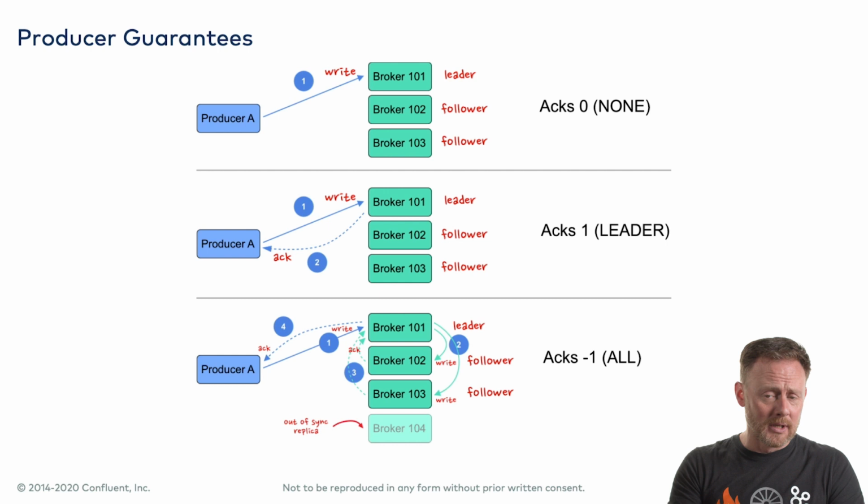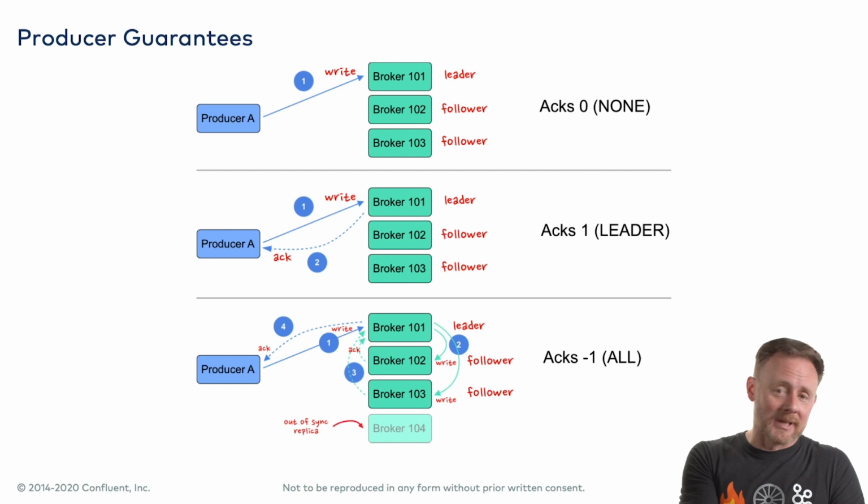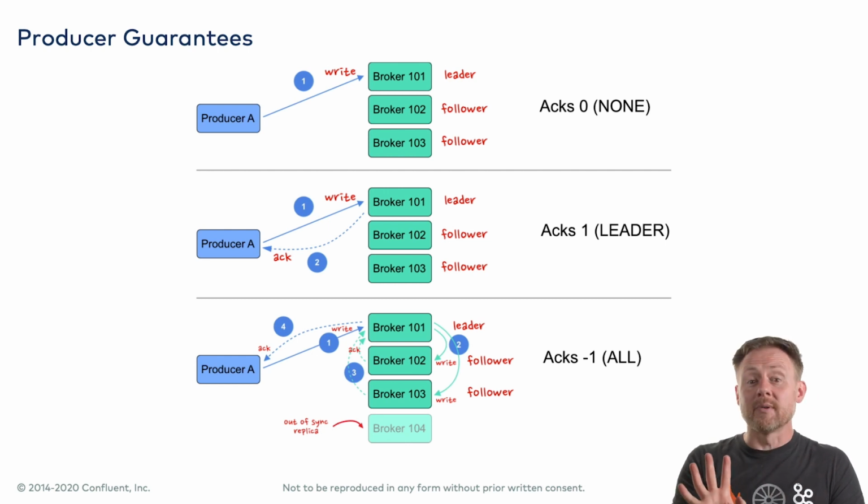Some messages will get lost, but you'll have very low latency on the produce side. You could also wait for just the leader to acknowledge the message. That's that middle case there. So the producer sends the message to the leader, which it always does, and waits for that leader to write it to the disk and then send an acknowledgement. When it gets that acknowledgement, it says, okay, this has been written to a disk in the world. I feel pretty okay about this. I'm going to move on.